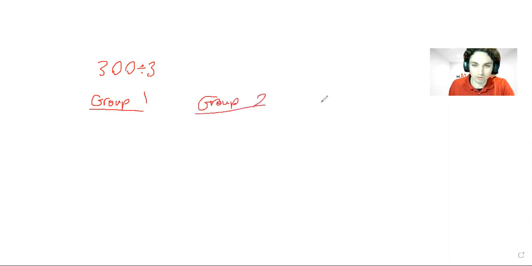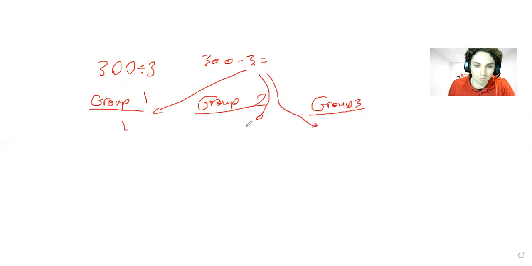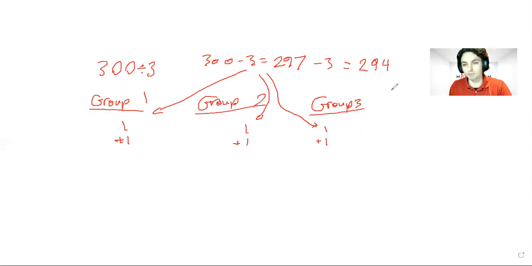So if I have group 1, group 2, and group 3, I can think about 300, subtract 3, and I'll take 1 from each of those 3 to go into each of these groups here. So I'm going to write that as 1, 1, 1, and then we're at 297. We have 297 left that we have to divide into 3 groups. And so I can do the same thing again, 297 minus 3, and I put another 1 in each of these groups. And that takes us down to 294 that we have to split into 3 groups.